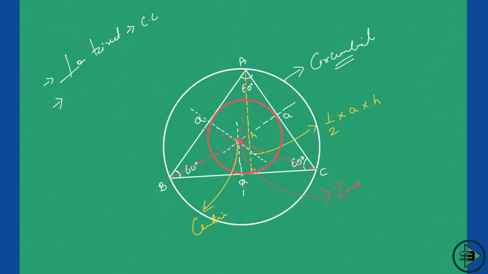What gives me this? Angle bisector. So what does the angle bisector give me? Incircle. So I know what is a circumcircle, I know what is an incircle, I know what gives me a circumcircle, and I know what gives me an incircle as well.